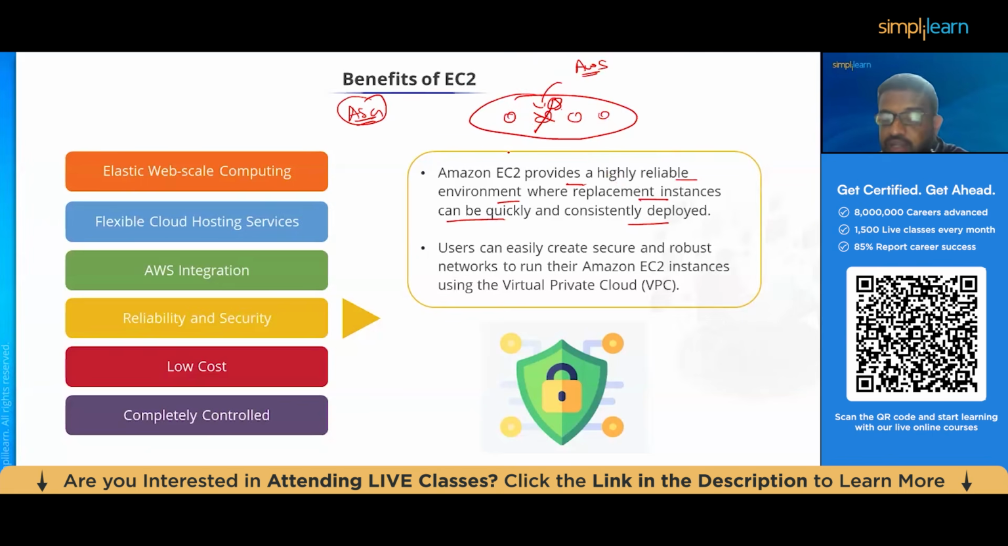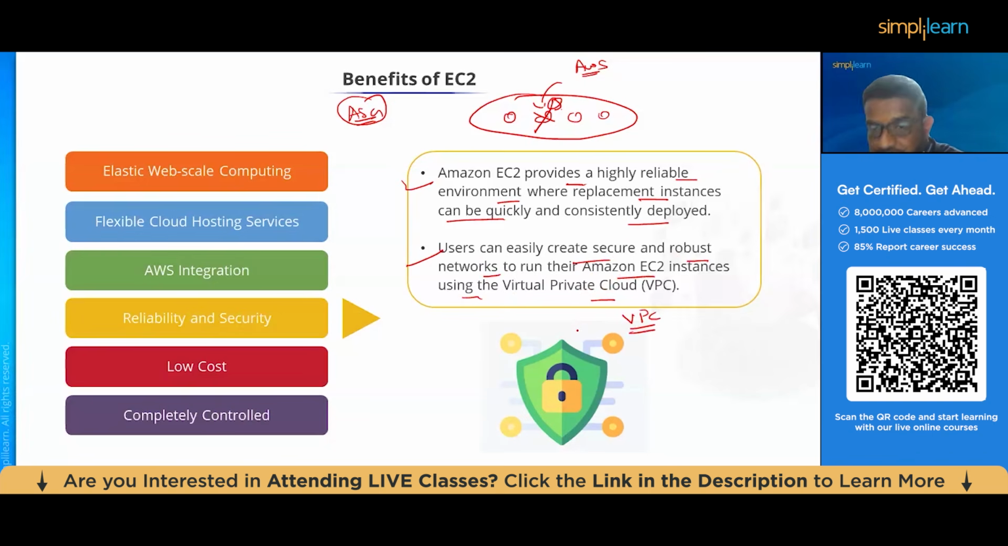If something went wrong, AWS will take care and replace that instance with a healthy one. Now, a user can easily create a secure and robust network to run their Amazon EC2 instances using a virtual private cloud. I hope you remember that in the previous session I covered the service called VPC.